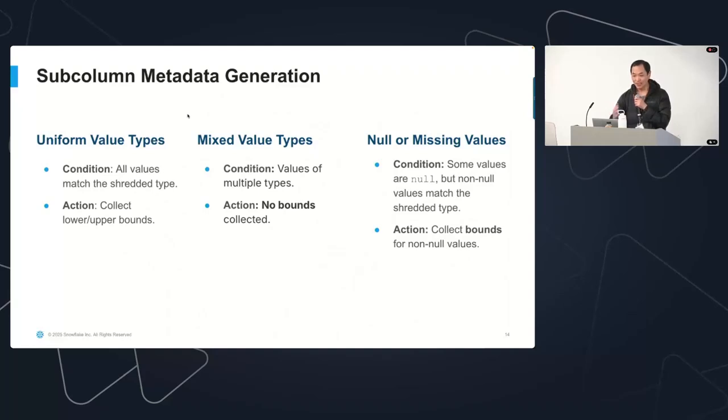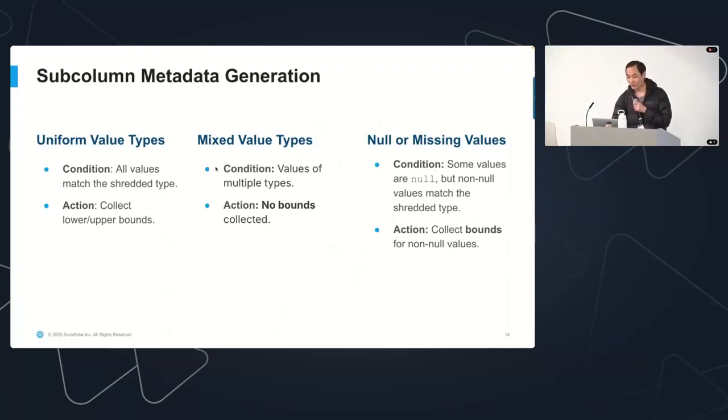Now, for metadata generation, here are some of the scenarios. For a subcolumn, it's on the file level for each file. If all the types are, let's say, string for event type, then we're going to collect the lower and upper bounds. Or if it's an integer, we can collect the lower and upper bounds.